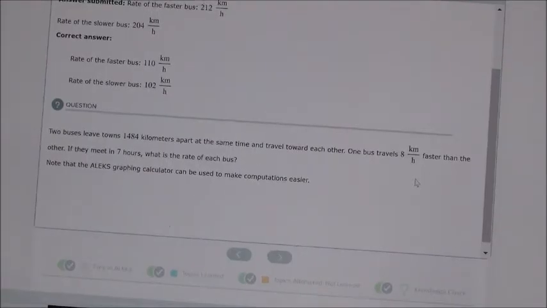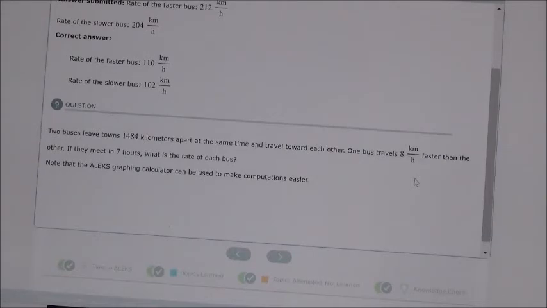Another problem that's really similar to that last one that I just did that you missed. 2 buses leave towns 1,484 kilometers apart at the same time and travel toward each other. One bus travels 8 kilometers per hour faster than the other. If they meet in 7 hours, what is the rate of each bus?